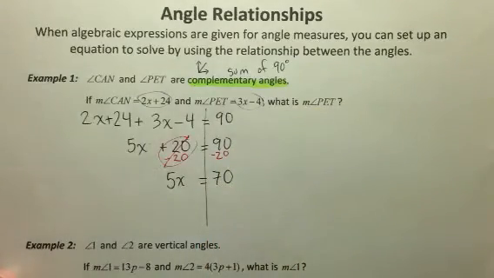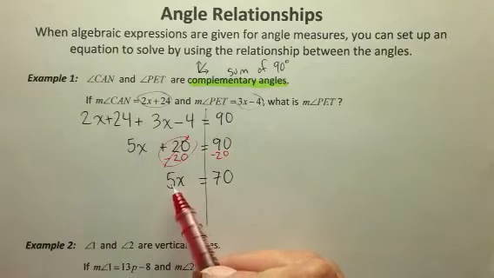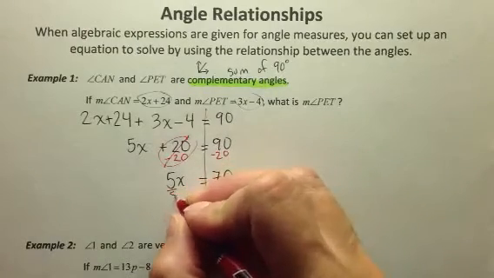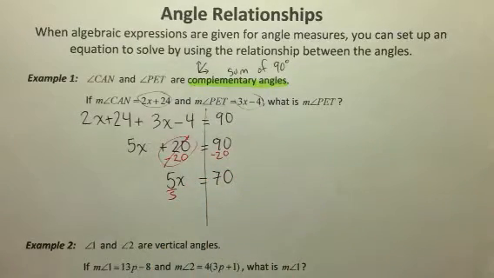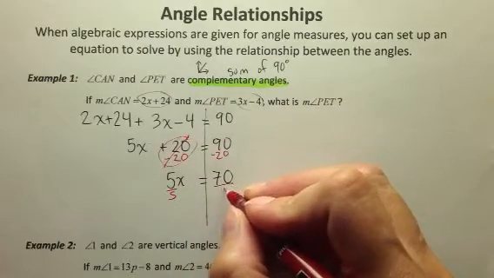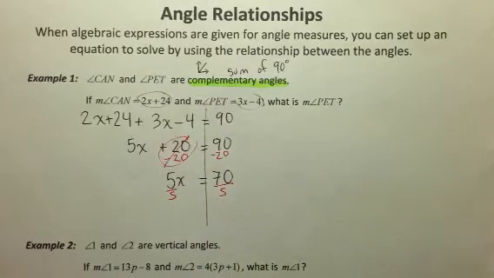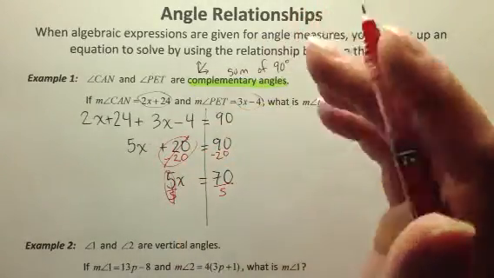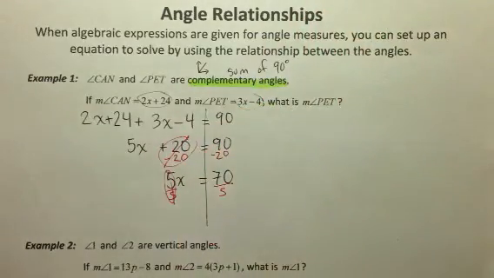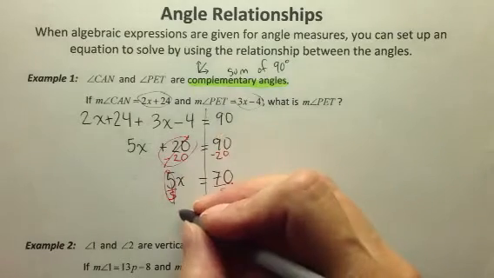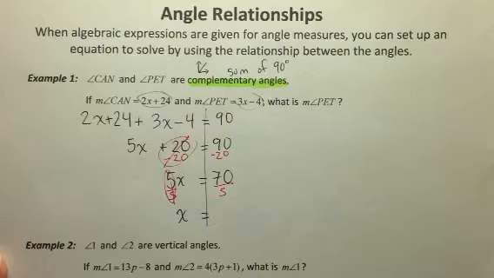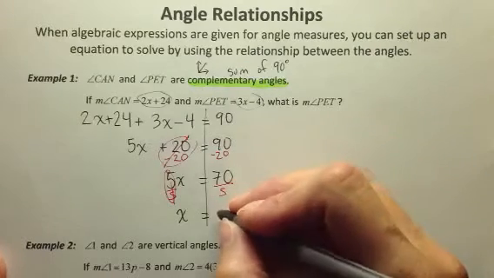Okay, so my last step here is I'm doing the opposite of this multiplication here, and I'm going to do that by dividing. The division property of equality says if I do it on the left side, I do it on the right side. So 5 divided by 5 is 1. So 1 times x, that's just x. That's going to make that go away. So now I have 1x, or x is equal to 14. Yep, 14.